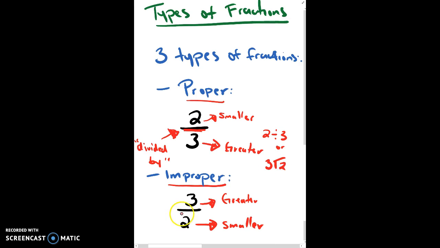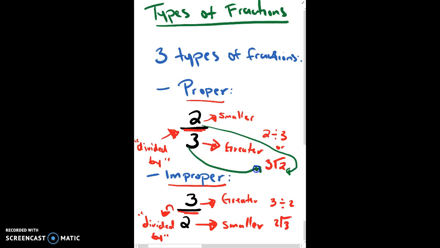Okay, and it's the same with this fraction over here. This bar also means divided by, and in this case, this means 3 divided by 2, or how many 2's go into 3. So I guess you can say that the top number goes inside the house, and then the bottom number goes on the outside. Okay.